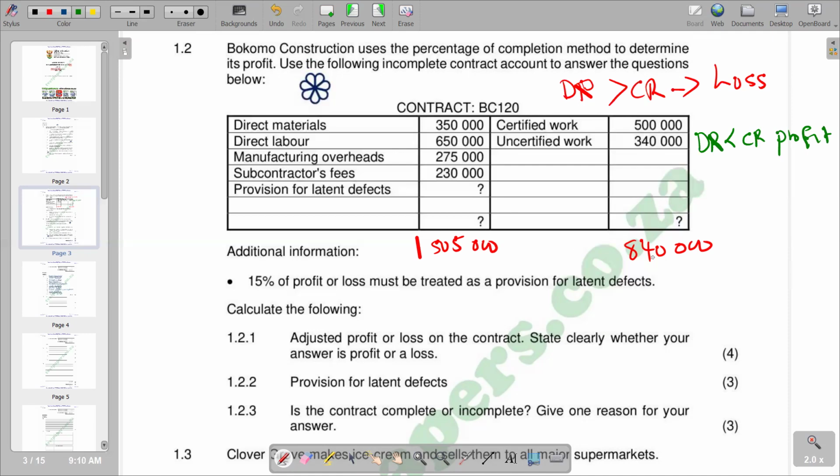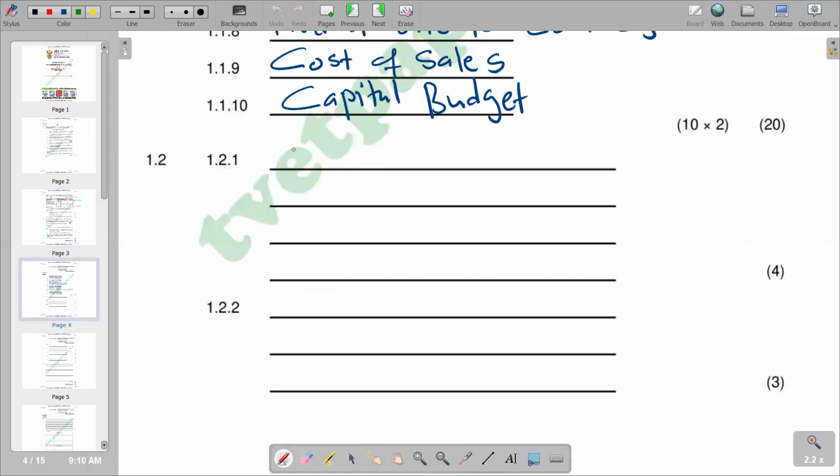So here you are going to get your answer as a loss. So if you subtract here, you have 665,000, which is a loss. So we are just going to summarize that in our answer section, whereby we are going to say loss is equal to 1,840,000. And we get an answer 665,000.